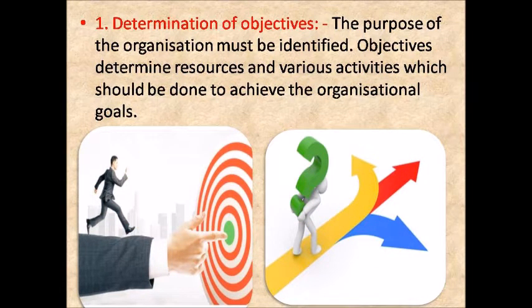First process is determination of objectives. The purpose of the organization must be identified. Objectives determine resources and various activities which should be done to achieve the organizational goals. So we can say the objectives of the organization must be set which can be helpful to achieve the organizational targets or objectives in a better manner by competing other competitive businesses. It can be helpful to improve the productivity and profitability of the organization with improved performance and improved revenues.